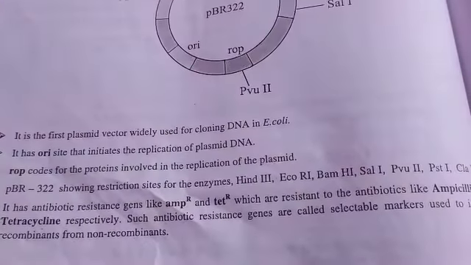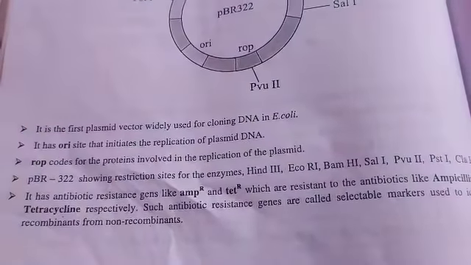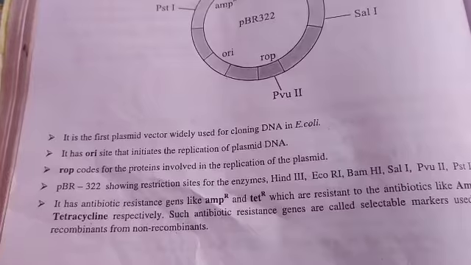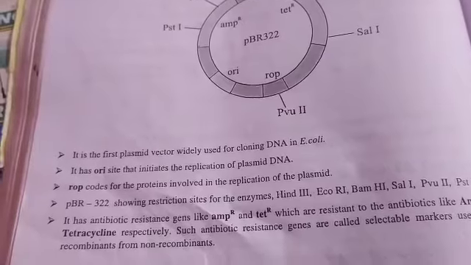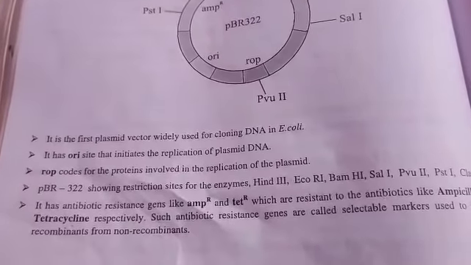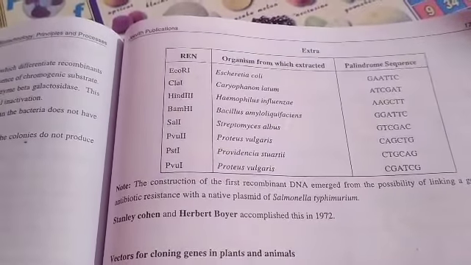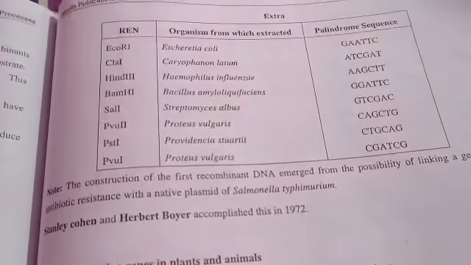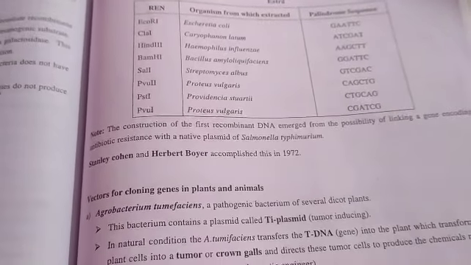Such antibiotic resistance genes are called selectable markers. What are selectable markers? Those are special markers used to identify recombinants from non-recombinants. Whether the gene is recombined with this plasmid or not, it identifies that. Those are selectable markers. In this box they have given restriction enzymes, the organism from which they are extracted, and the palindromic sequence. The enzymes are given, and they also contain the site.